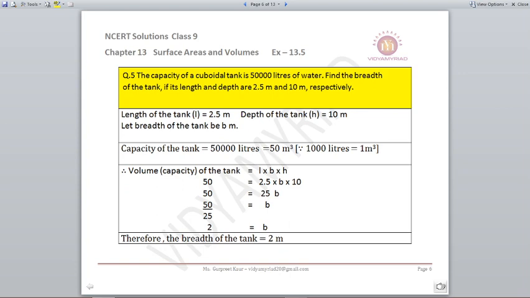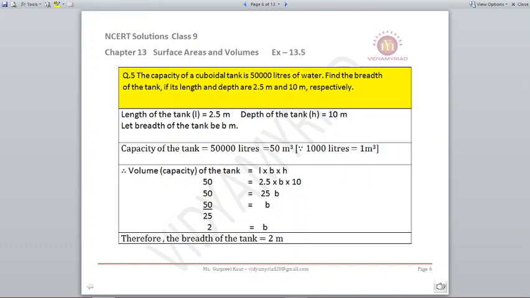Question number 5. The capacity of a cuboidal tank is 50,000 liters of water. Find the breadth of the tank if the length and depth are 2.5 meters and 10 meters respectively. So here length is given to us as 2.5, height is given to us, which is the depth, that is 10 meters, and we need to find out the breadth. So let the breadth be taken as B.